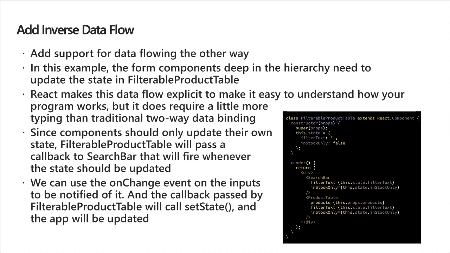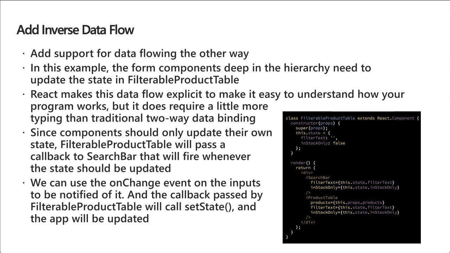Now, so far, I've built an app that renders correctly as a function of props and state flowing down the hierarchy, but now it's time to support data flowing the other way. The form components deep in the hierarchy need to update the state. Now, React makes this data flow explicit to make it easy to understand how your program works, but it does require a little more typing than traditional two-way data binding.